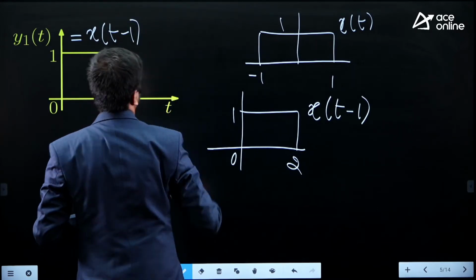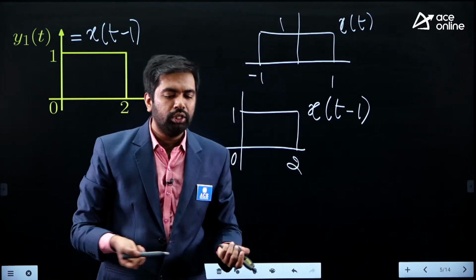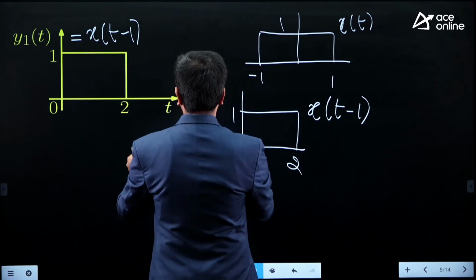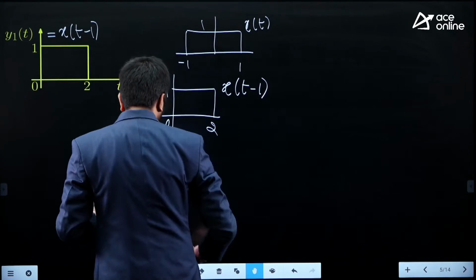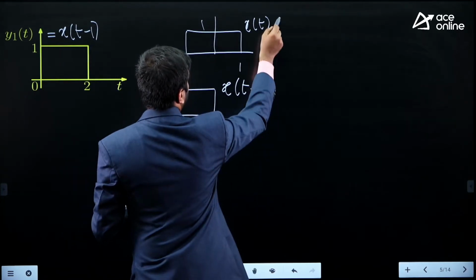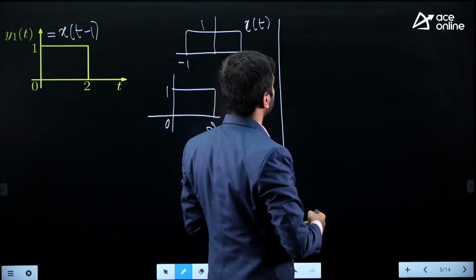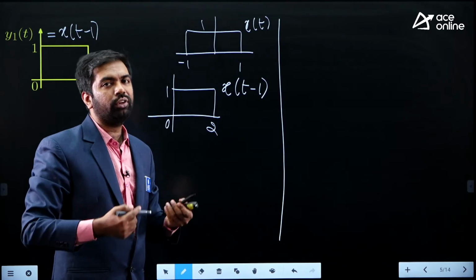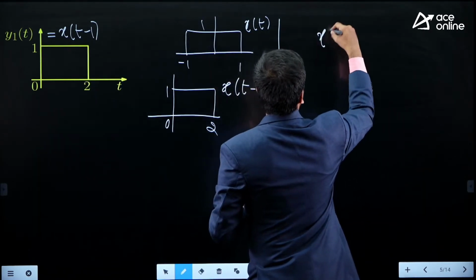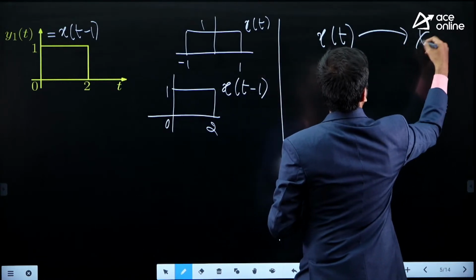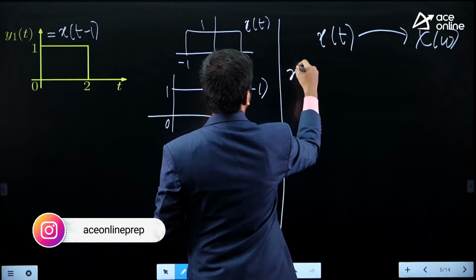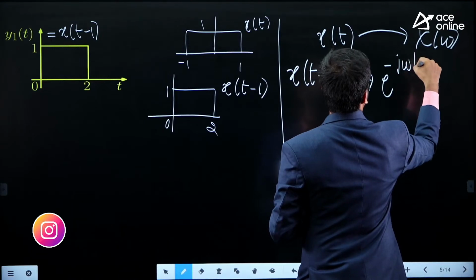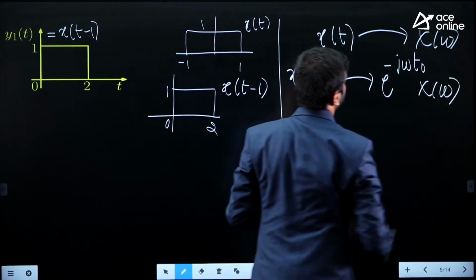That means if you know the time shifting property of Fourier transform, you can easily find the Fourier transform of y1 of t. So what is the time shifting property here? I'll also be revising the properties here. Two things simultaneously you will be learning. One is how to use this rectangular pulse and find the Fourier transforms, and the other is a recap of the properties. So if x of t has Fourier transform X of omega, what's the Fourier transform of x of t minus 1? It is e power minus j omega t naught into X of omega.